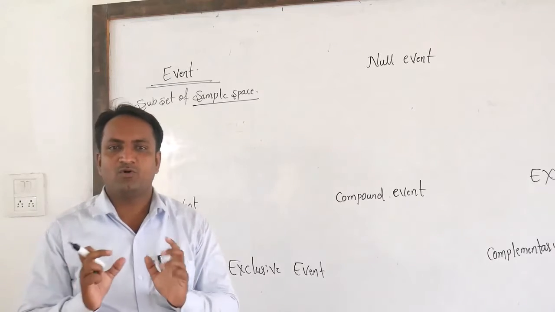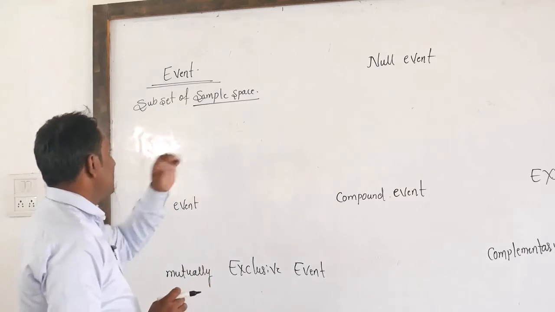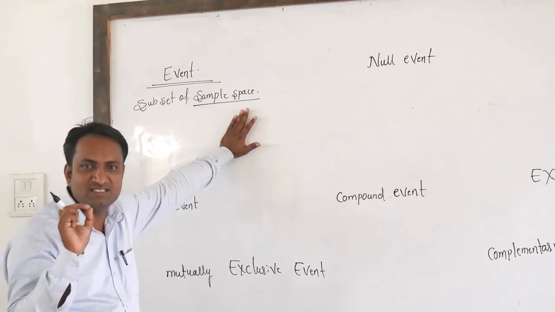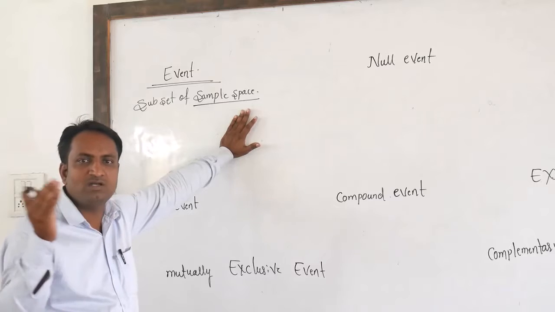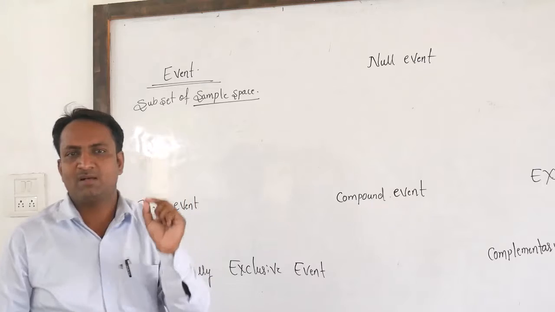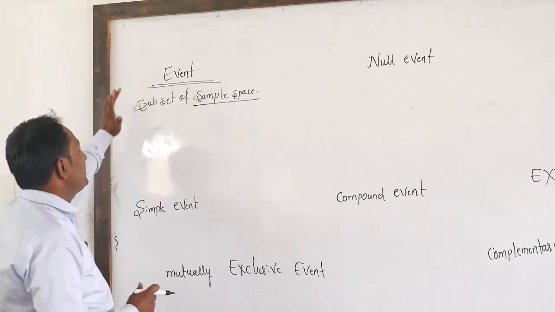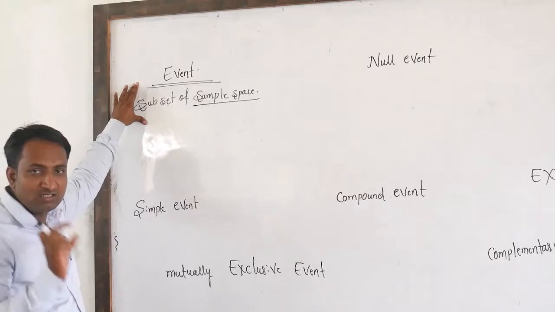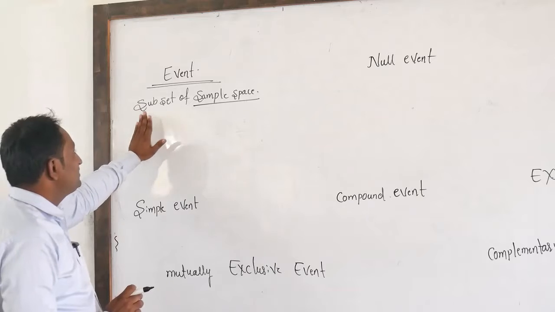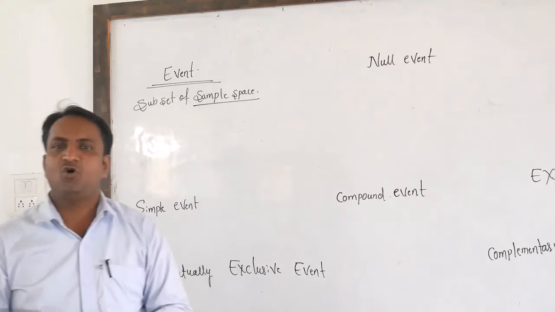The set of all possible outcomes of a random experiment is called the sample space. A sample space contains more than one element, and every element belonging to the sample space is called a sample point. Today we will discuss a very important term, event. Event is a subset of sample space.